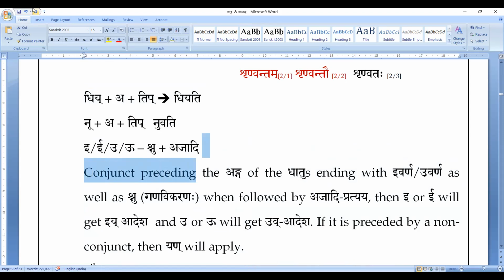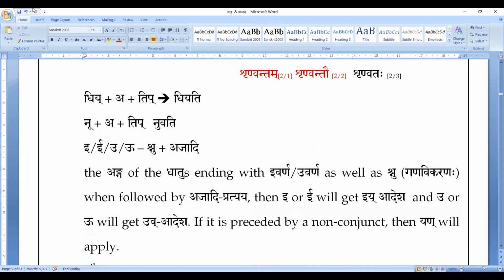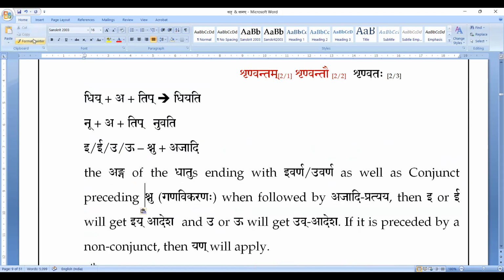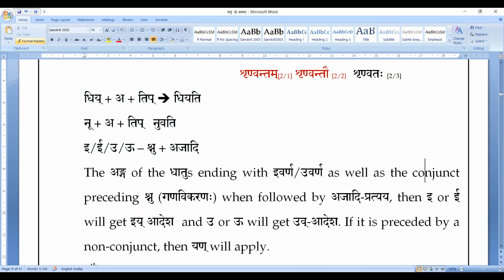Okay. Cut this. This condition is not applicable for Ivarna Uvarna of the dhatu, as well as the conjunct preceding shnu. Okay, please change it. The anga of the dhatu ending in Ivarna Uvarna, as well as the conjunct preceding shnu. Okay. Now it is correct. When followed by Ajadi Pratyaya, then the adesha happens.